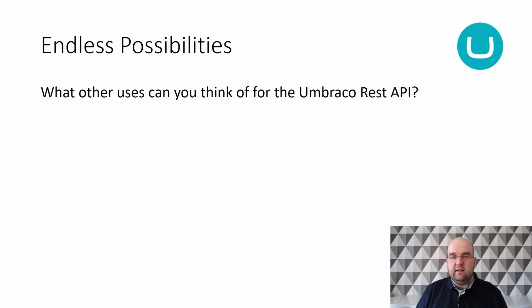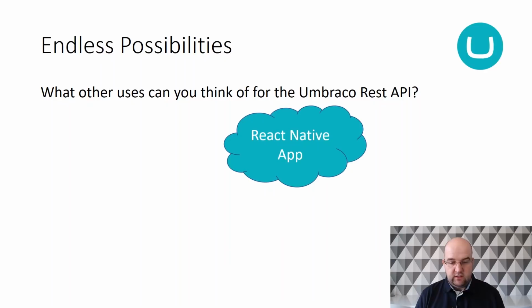So there's endless possibilities now. Now that we are opening up this Umbraco content via an API endpoint, there are many things that we can do. One of the things, you could create a React Native app. So we've done it in React. Maybe we could use React Native to actually make a mobile app that the content is powered by Umbraco.